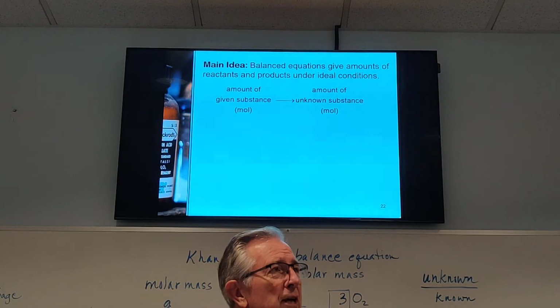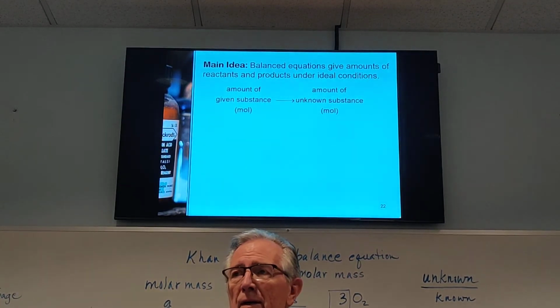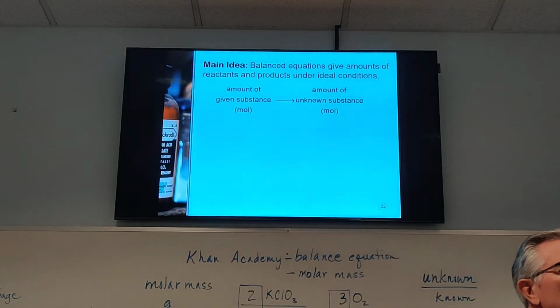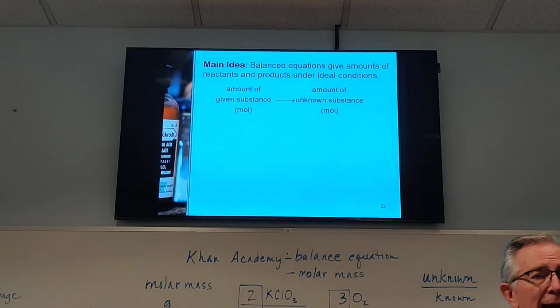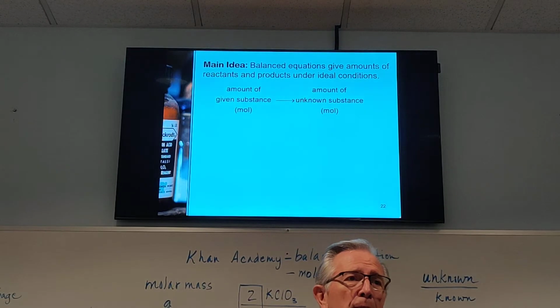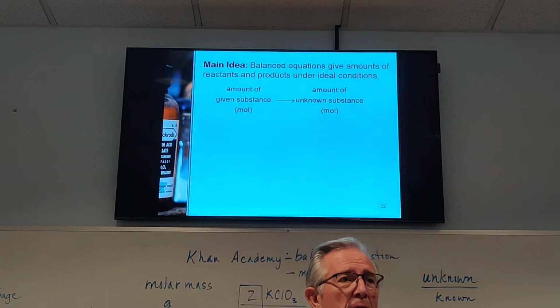So the first one we said we were going to do is moles to moles. So we're starting out with moles of known to moles of unknown. Now maybe one thing I should say is the moles of known doesn't automatically mean it has to be a reactant, and the moles of unknown doesn't automatically have to be a product. It could be the other way around. That's the way you're going to do your lab.